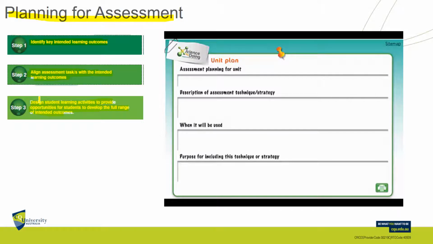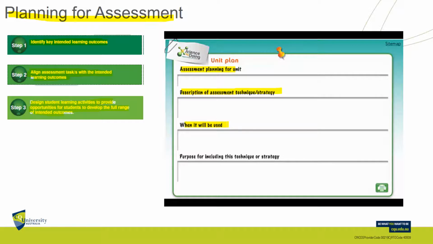And a really simple way of completing your learning sequence or analysing your learning sequence is the simple unit plan from Science by Doing. What is your assessment planning for the unit? Description of what techniques and strategies you're going to use, when and why it will be used. And this is an important point to answer for assessment task number 1. Why are you doing what you are doing? Now don't leave it there for your marker to see it as explicit. Come out and say, why are you doing what you're doing?